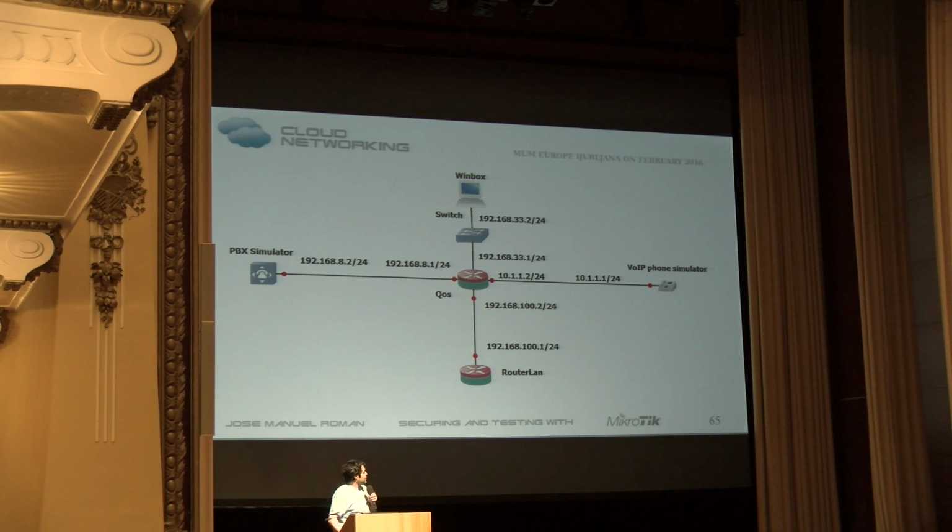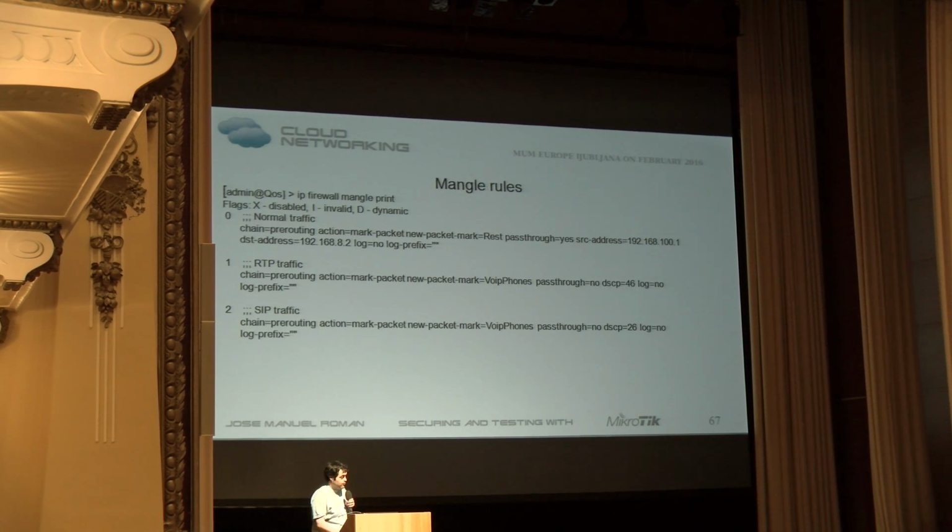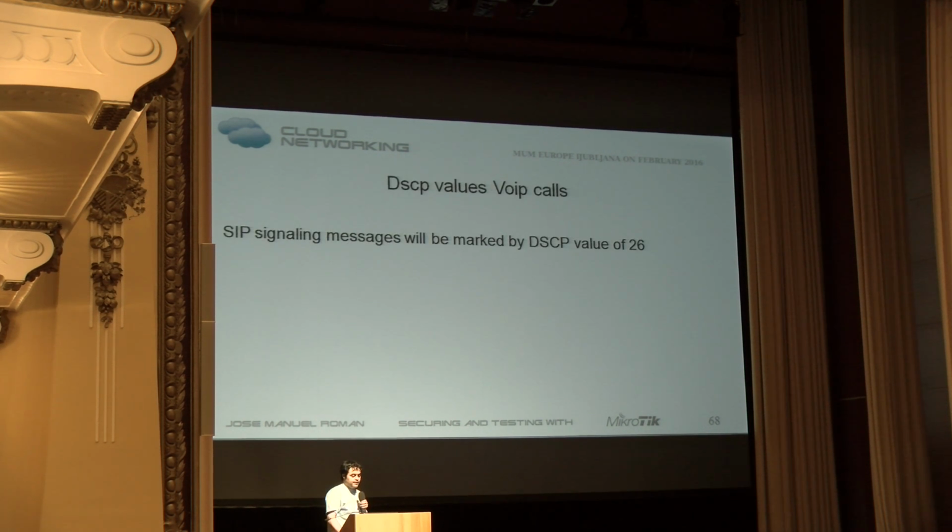Okay, but in the QoS router, we prepare a Q3 configuration to prioritize voice traffic. For this reason, we prepare Mangle rules, and we need to mark DSCP with the value 26 for SIP, and the value 46 for RTP.